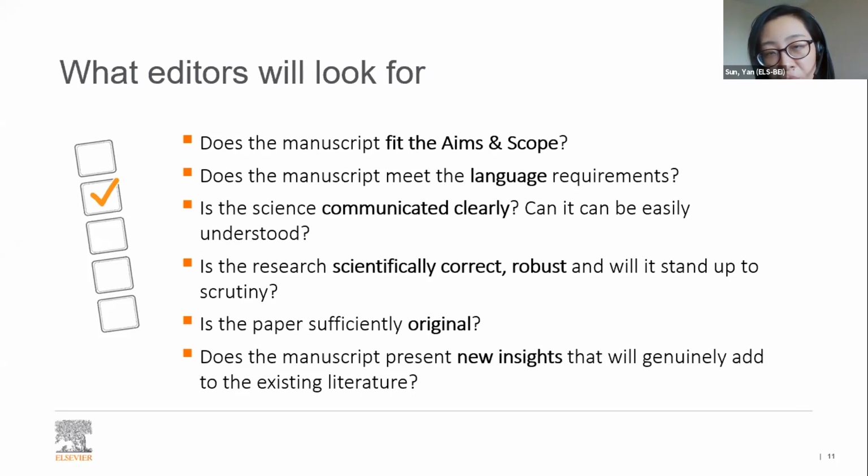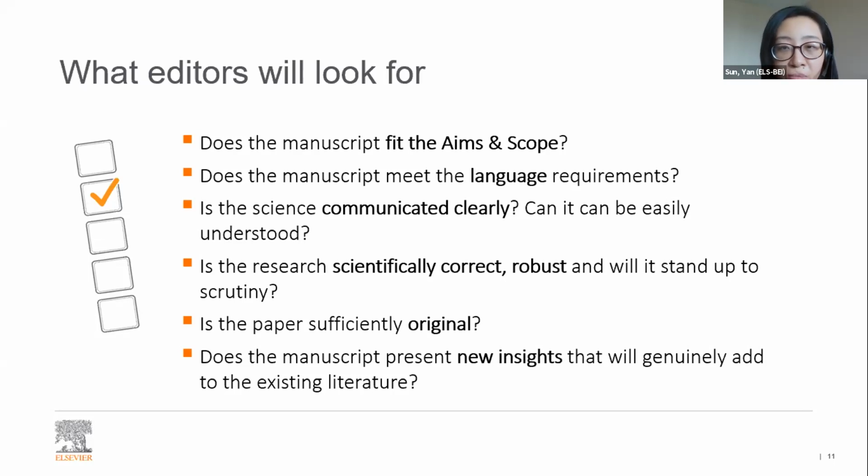Apart from aims and scope, of course, some manuscripts might be returned because of poor language. We don't reject an article only because of language, but if the language is not clear and not understandable for the reviewers, we also don't want to waste reviewers' time and would instead require authors to improve the language first before a next round of submission.